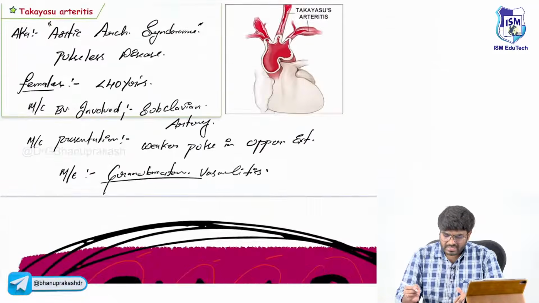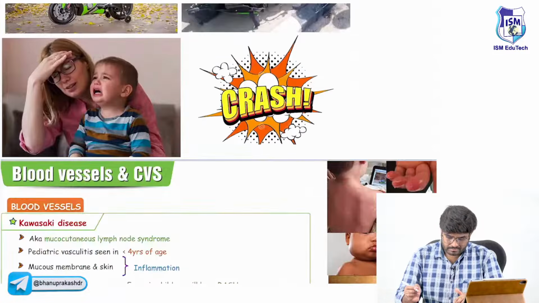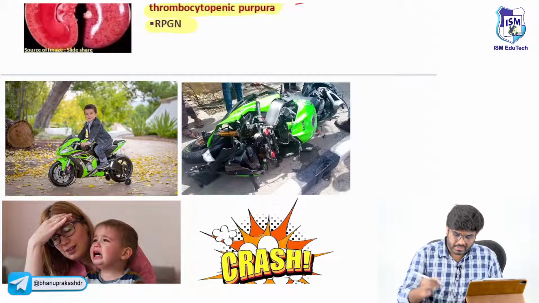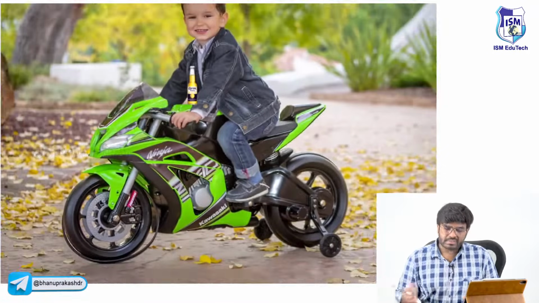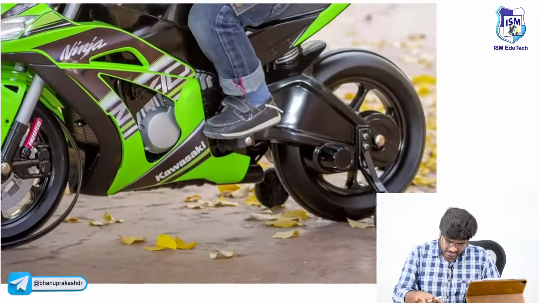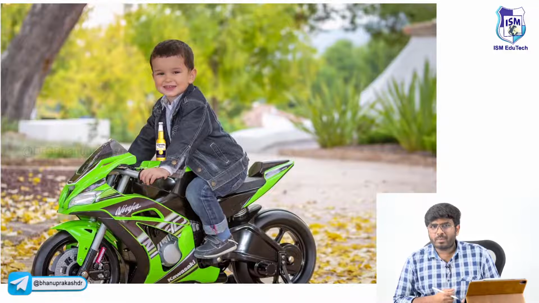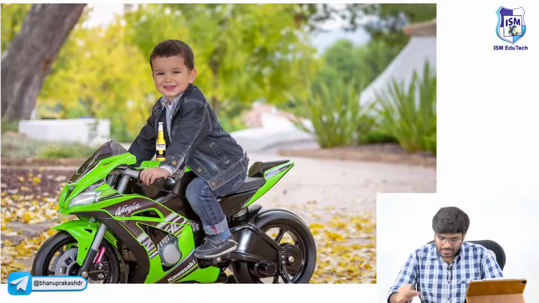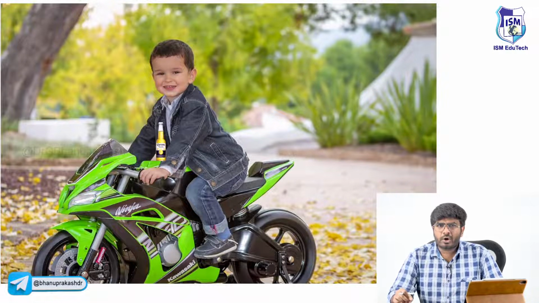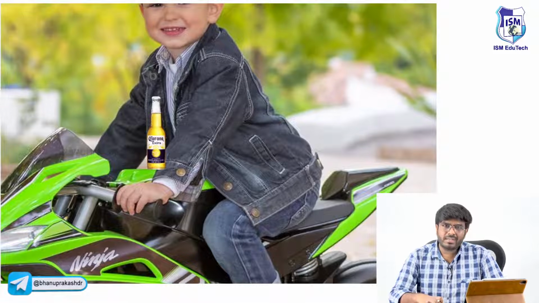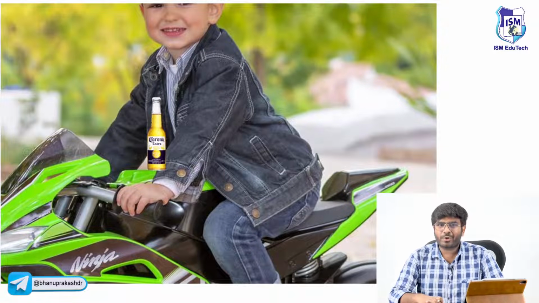Whenever I think about Kawasaki disease, I used to think something like this. Kawasaki, what is that? Our favorite bike, boys' favorite. See, Kawasaki Ninja bike. Now there is a boy riding on this Kawasaki bike, but this boy is not a good boy. He's a naughty boy. Why a bad boy? Because he's carrying something. What is that, sir? It's a Corona beer.